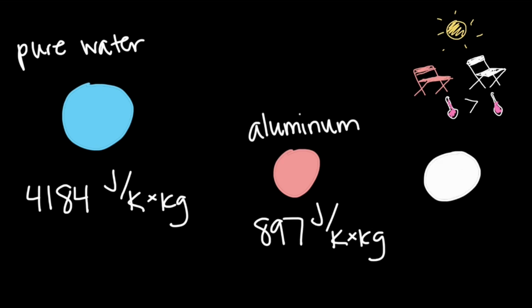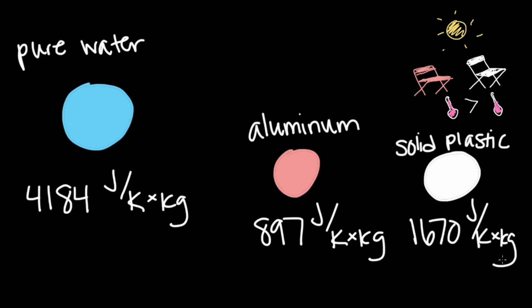Solid plastic, however, has a specific heat capacity of 1,670 joules per Kelvin per kilogram. So you can see from the specific heat capacities that since the sun is providing the same amount of energy to both chairs, the temperature of the metal chair is increased much more, because it needs less energy to increase its temperature because it has a lower specific heat capacity.